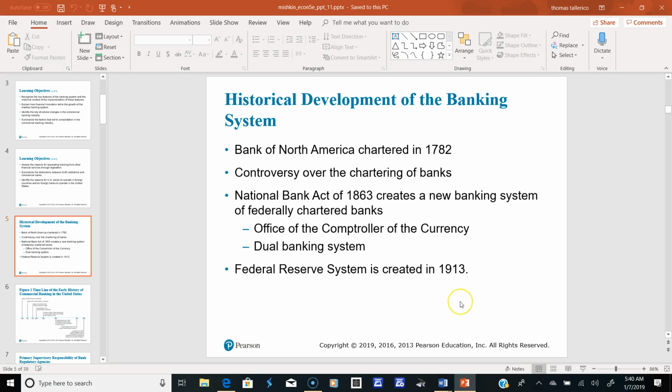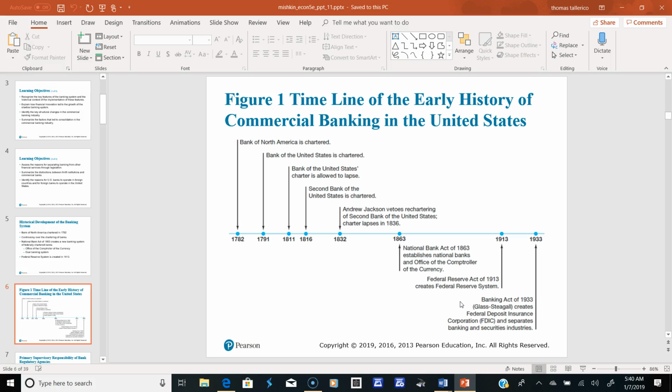So that's the early part of the history. Here's the timeline. Here's the Bank of North America. Here's the National Bank Act. Andrew Jackson got a little upset about rechartering the Second Bank of the United States. The bank charter eventually lapsed, and then a second bank was chartered, and he got upset. Here's the Federal Reserve Act being created.